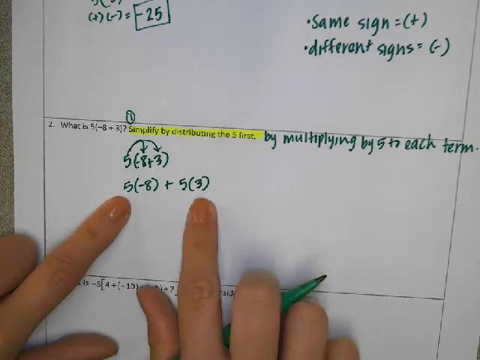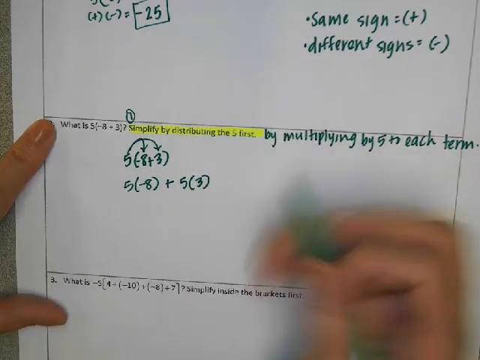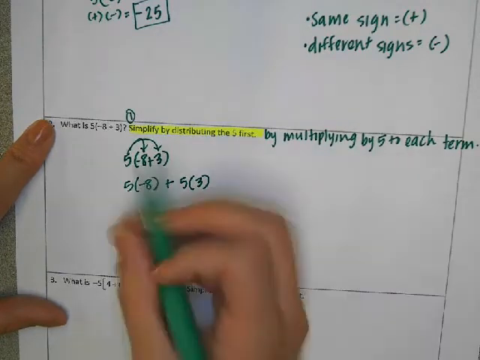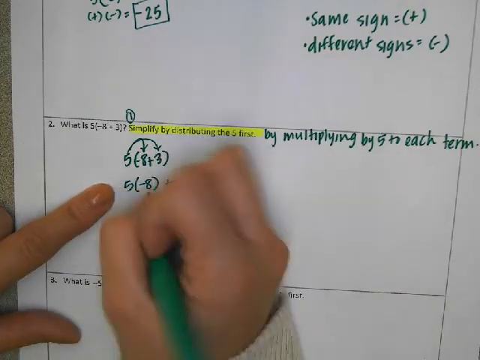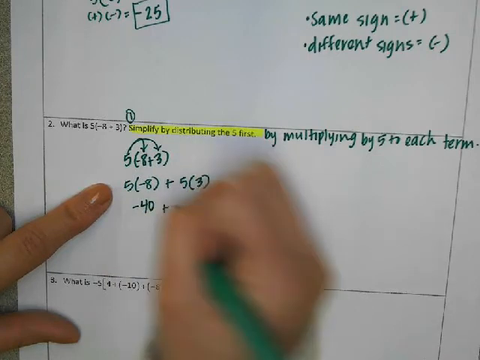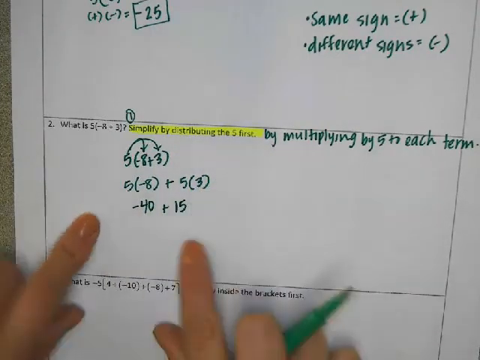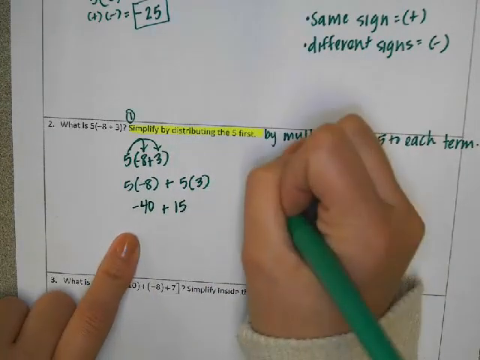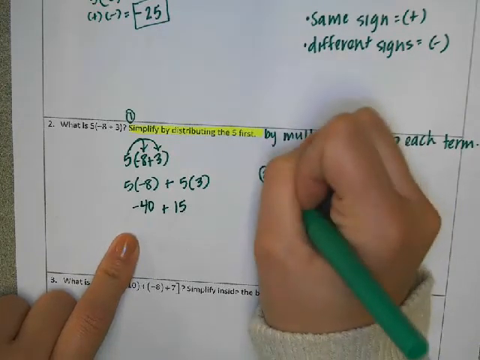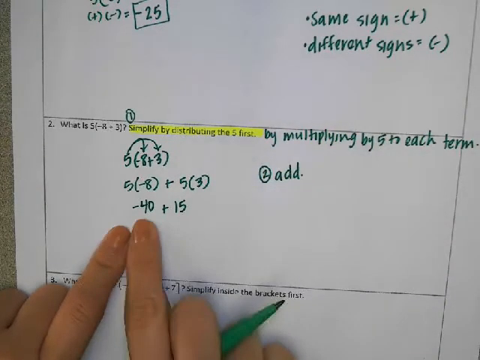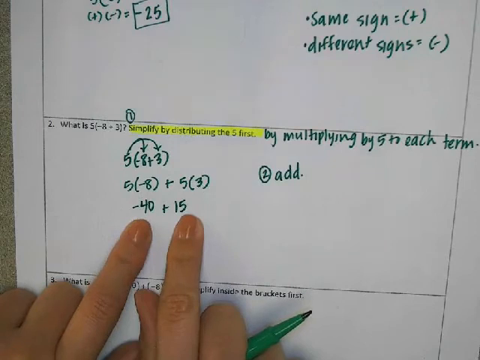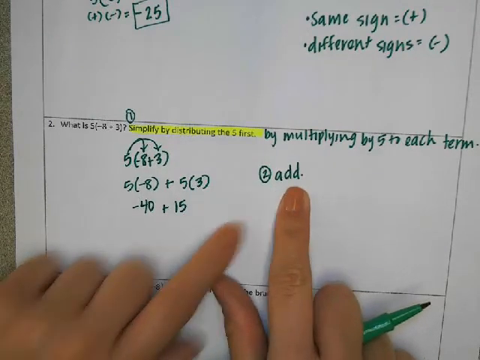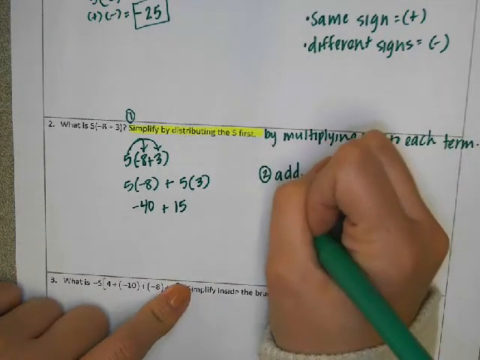Then multiply. Right? This is that multiplying by 5 to each term. Multiply negative 40 plus 15. Then from here, step 2 is to add. Right? Negative 40 plus 15. That's what we have left, so we need to add. We're adding, so we need to remember our adding rules.